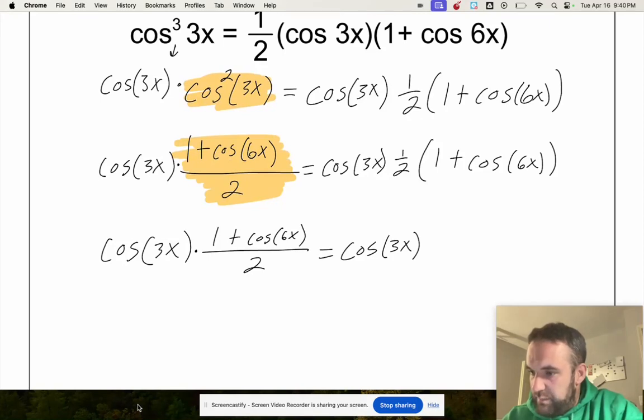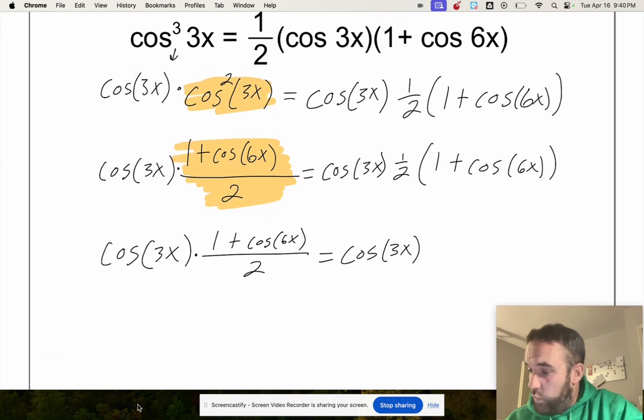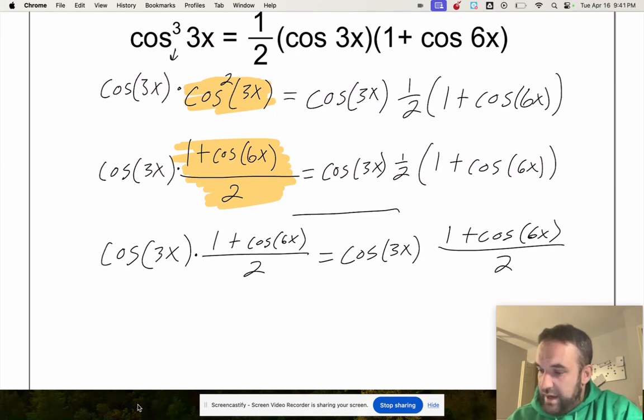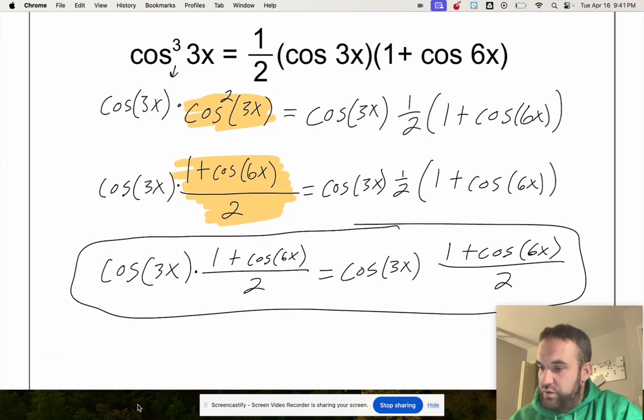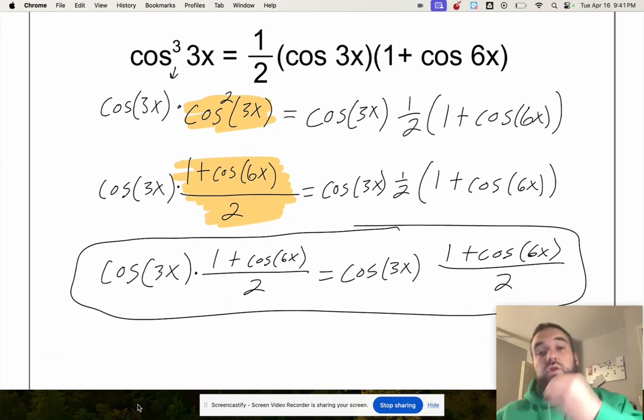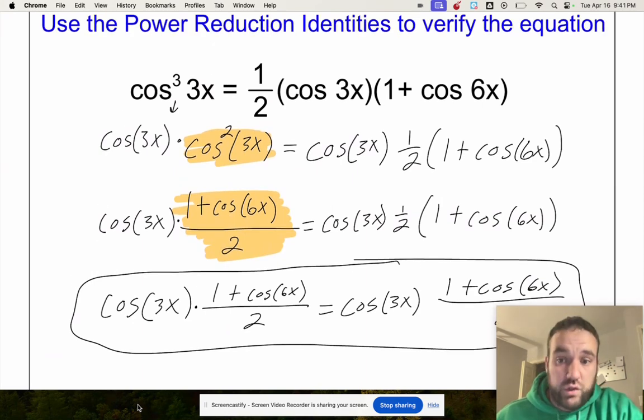And again, essentially what's happening is this 2 is going to become my denominator for this entire quantity. So I have 1 plus cosine of 6x all divided by 2. And now I see that I have verified both sides of that equation. So we did eventually use the power reduction formula, but first we had to take cosine cubed and split it up into a single cosine and then a cosine squared. So that is the power reduction.